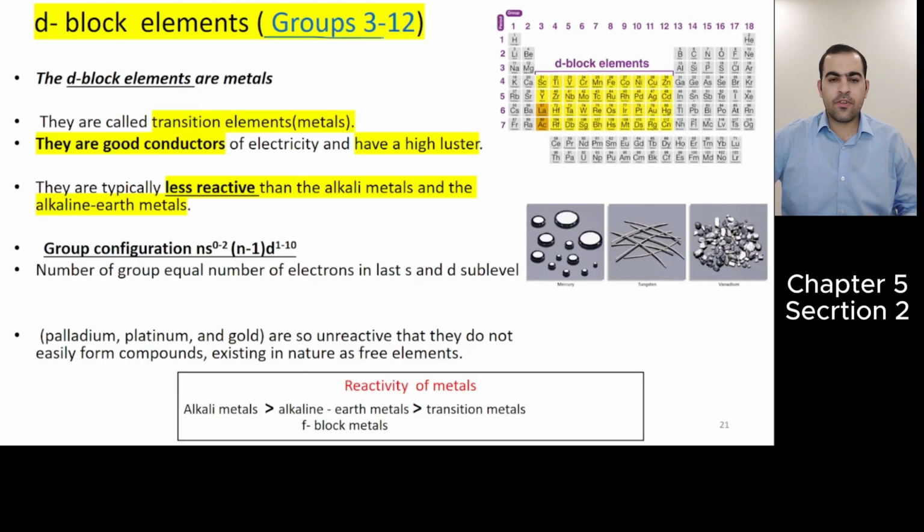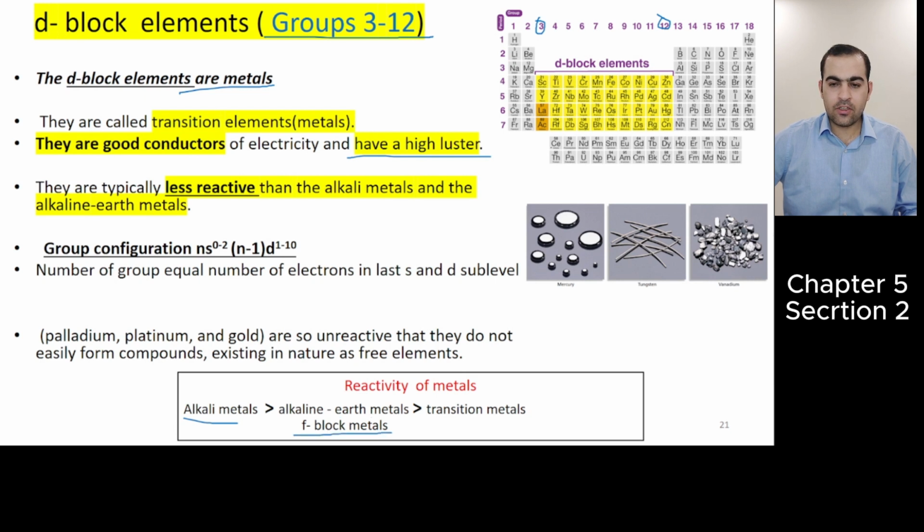Okay, d block elements, groups 3 to 12. The elements in groups 3 to 12 are called d block elements. D block elements are metals. We call them transition elements or transition metals. They are good conductors of electricity. They have high luster, they are shiny, and actually they are less reactive than the s block alkali metals and alkaline earth metals. If we order the reactivity of metals, the most reactive metals are group 1, the alkali metals, then alkaline earth metals or f block metals.